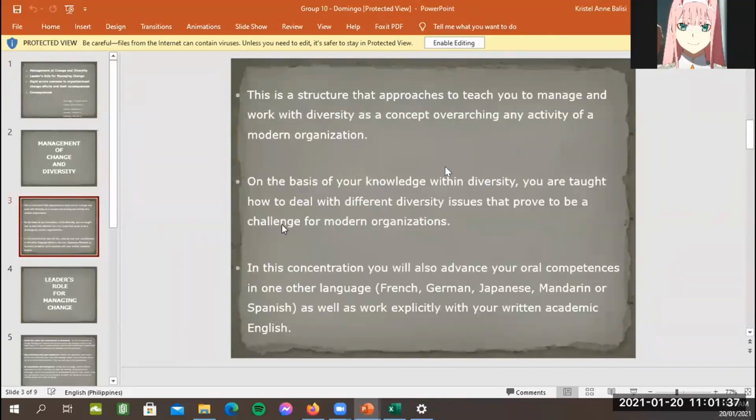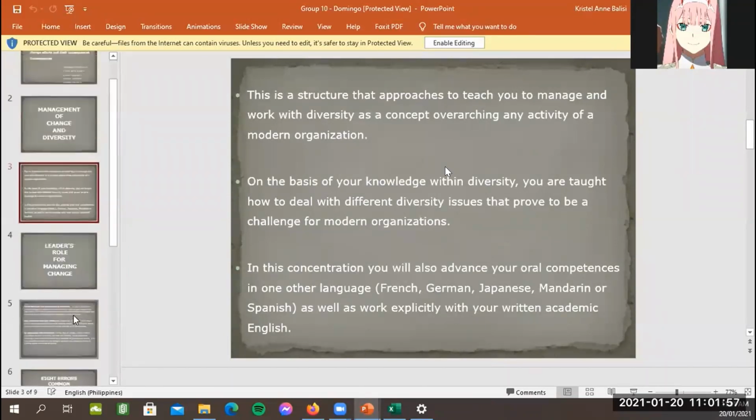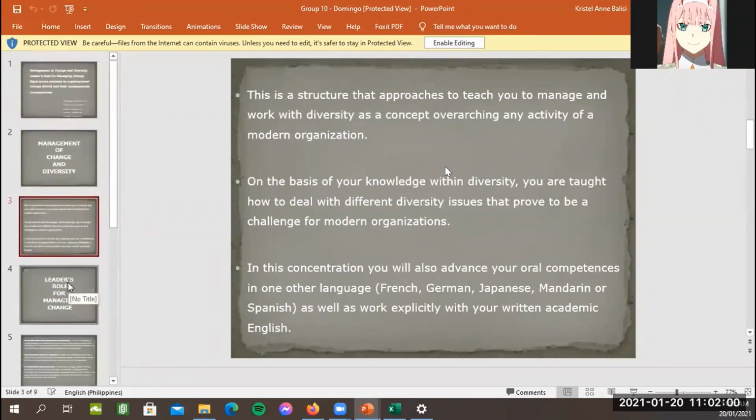In this concentration, you will also advance your oral competences in other languages like French, German, Japanese, Mandarin, or Spanish, as well as work explicitly with your written academic English. A leader must know how to communicate with the teams he or she is guiding. The advantage of learning a language is more obvious when you are dealing with a bilingual team. In this case, knowing both languages makes you even more important inside the project.